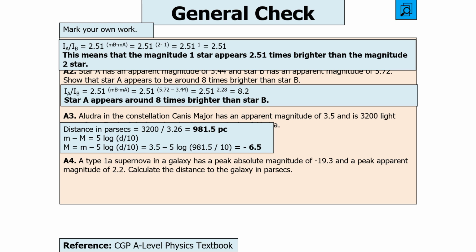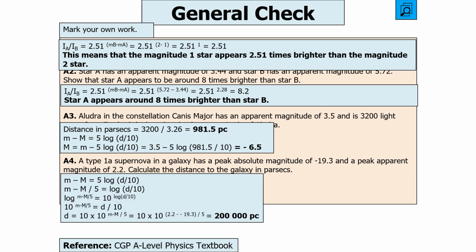The next one, you've got to use the equation, which is small m minus big M is equal to 5 log d over 10, where small m is the apparent magnitude, big M is the absolute magnitude, and d is the distance in parsecs. So the first thing you've got to do is use that conversion factor and change the distance from light years to parsecs, pop it into the equation, work it through, and you get minus 6.5. So it's going to be very bright because it's a very negative value.